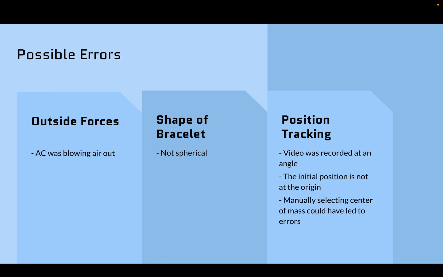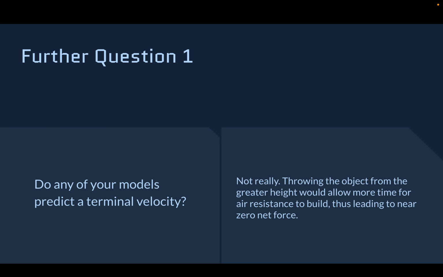The possible errors can be outside forces, such as the AC blowing air out, and also the shape of the bracelet. The bracelet was not spherical, which can cause error, and so can the position of tracking. The video might have been recorded at a certain angle, and the initial position is not at the origin, and manually selecting the center of mass could have led to errors.